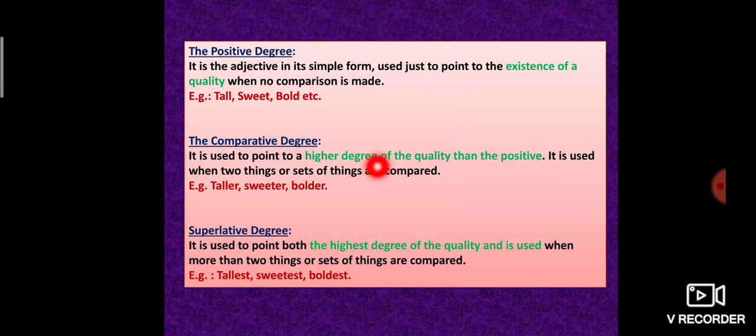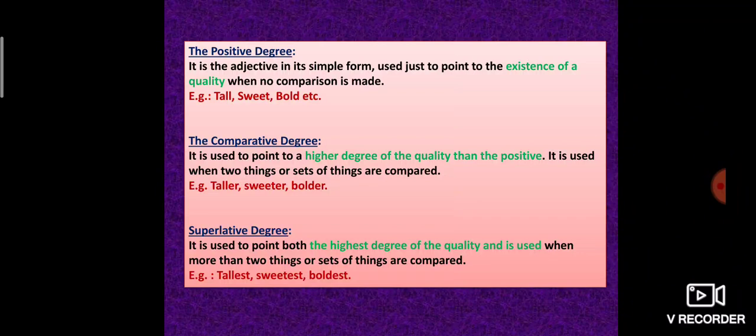My dear students, in sentence 2, the adjective sweeter tells us that Hari's mango, compared with Rama's, has more of the quality of sweetness. So let's see our next, that is the superlative degree. It is used to point out the highest degree of the quality and is used when more than two things or sets of things are compared. For example, tallest, sweetest, boldest.